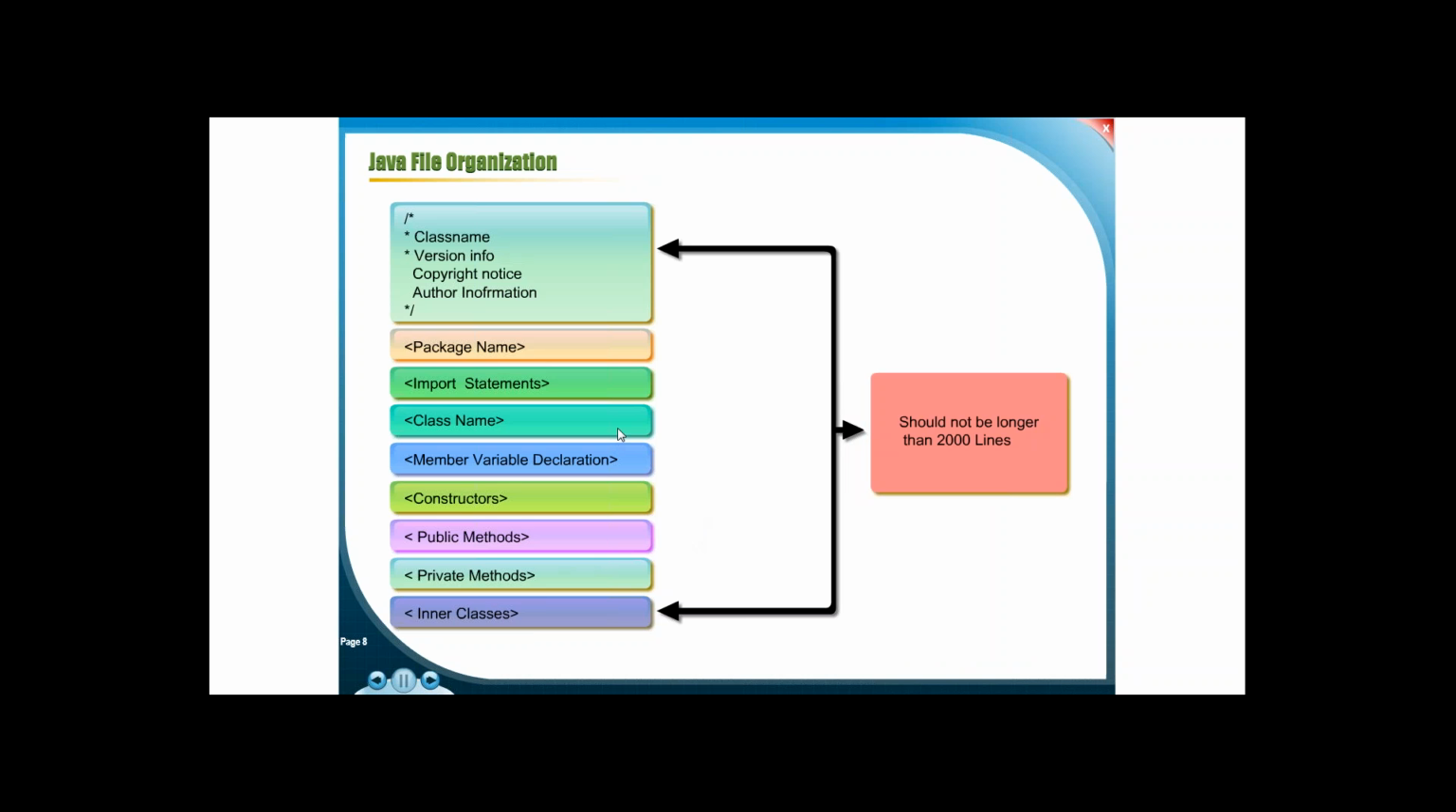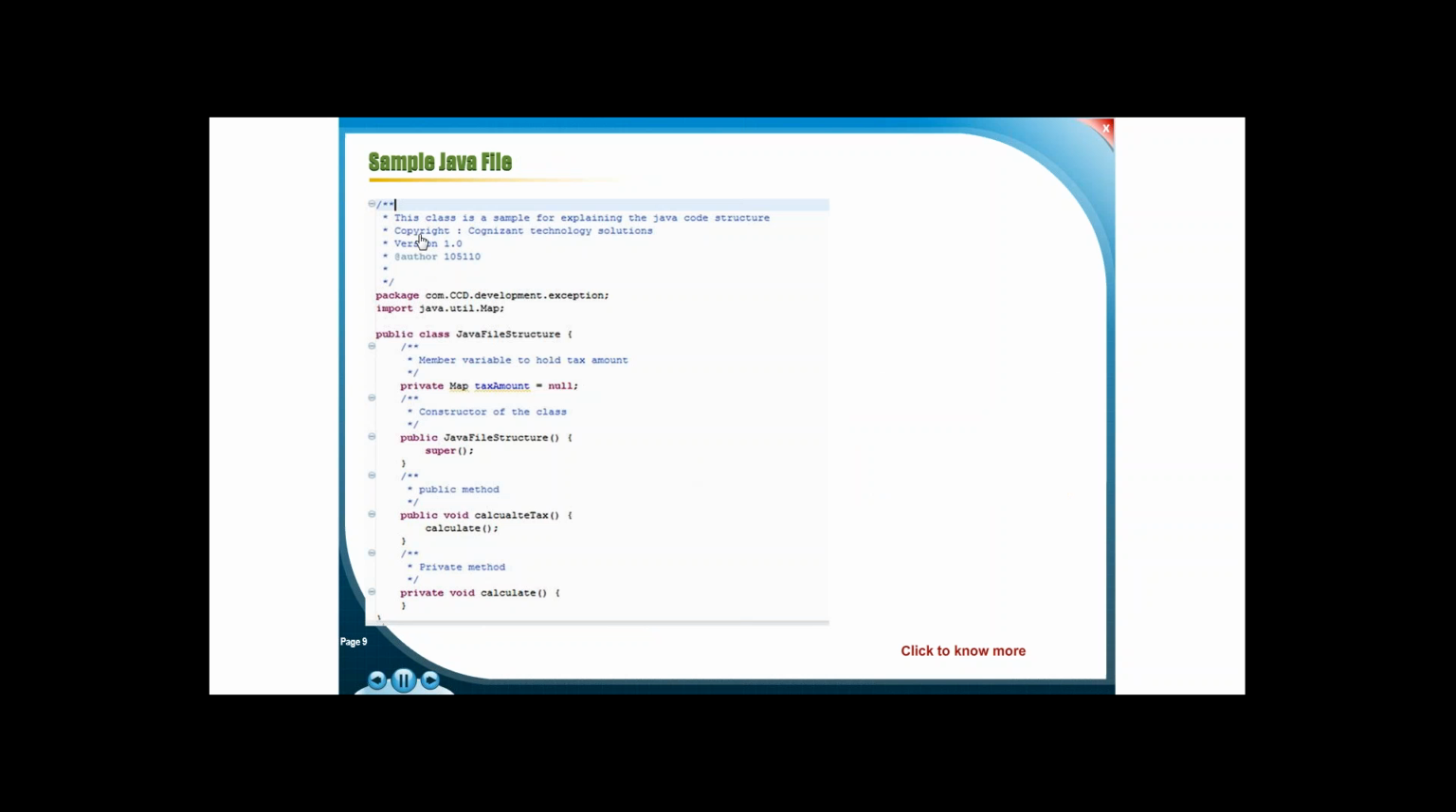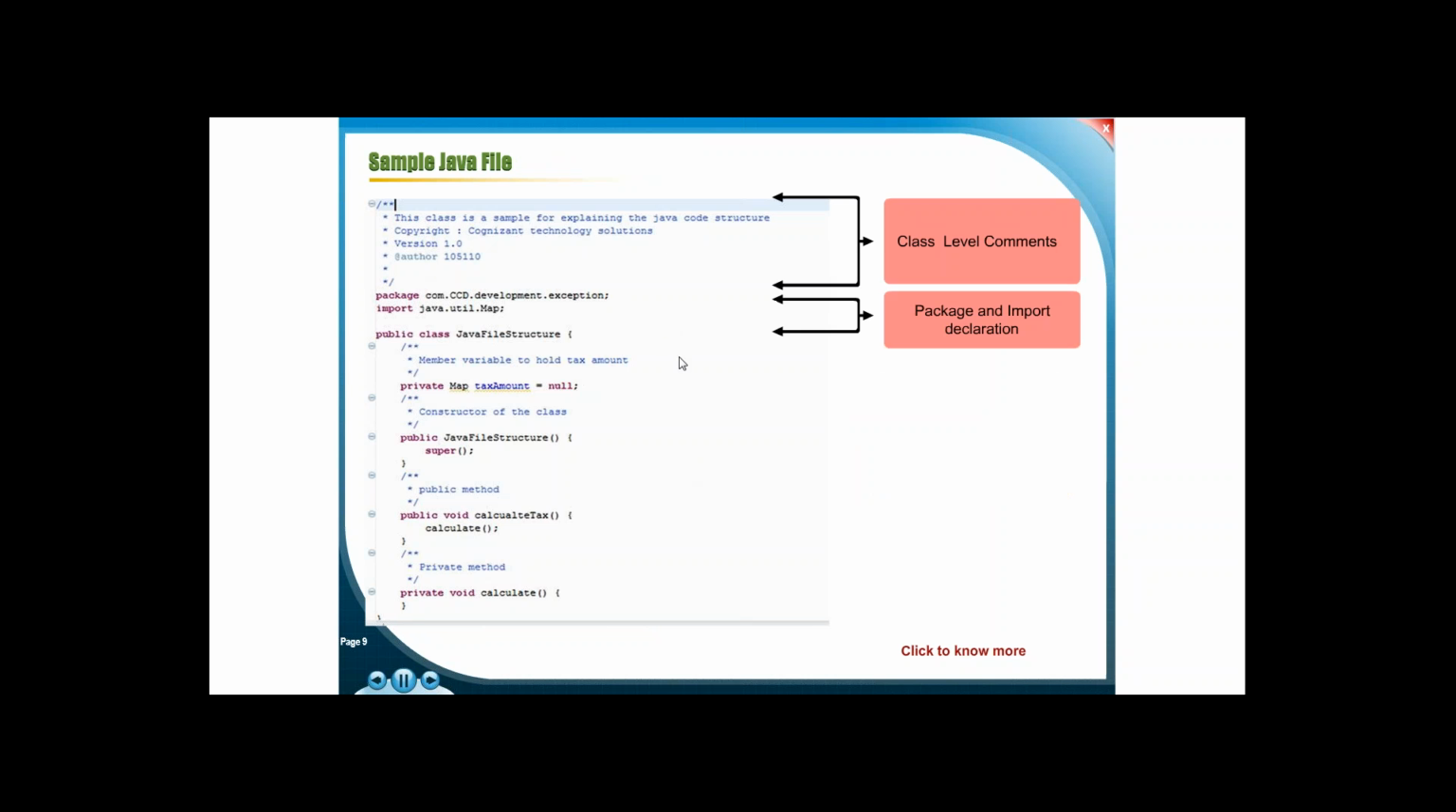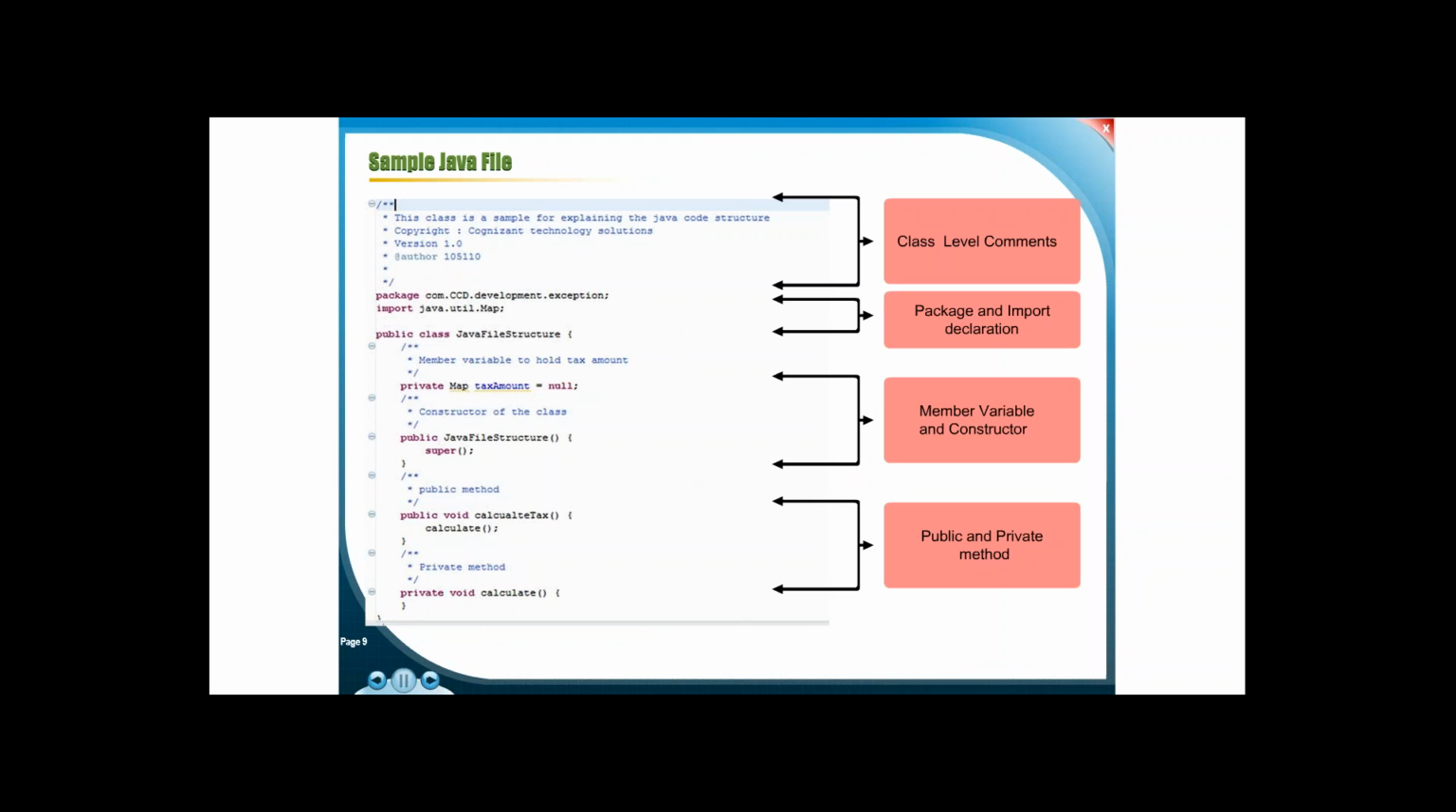And it should not be longer than 2000 lines for the entire file. You can see the Java sample file here: class level comments, then package and import declarations, member variables and constructors, then public and private methods.